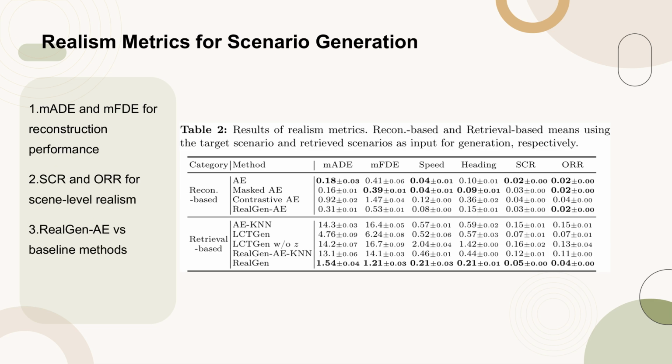Table 2 presents the results of realism metrics for scenario generation. It compares the mean average displacement error, MADE, and mean final displacement error, MFDE, across different methods, indicating the reconstruction performance. Additionally, it evaluates scene-level realism using the scene collision rate, SCR, and off-road rate, OR. The table distinguishes between reconstruction-based and retrieval-based generation methods, highlighting the performance of RealGen AE against baseline methods. This data is crucial for assessing the realism of generated scenarios in traffic simulation.